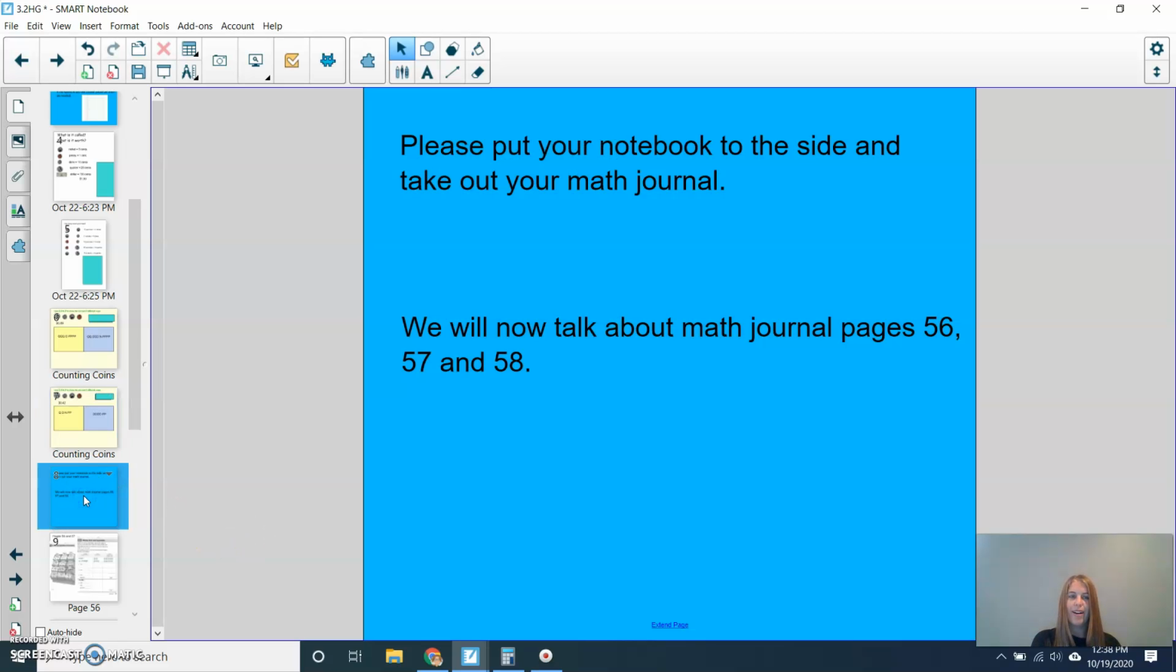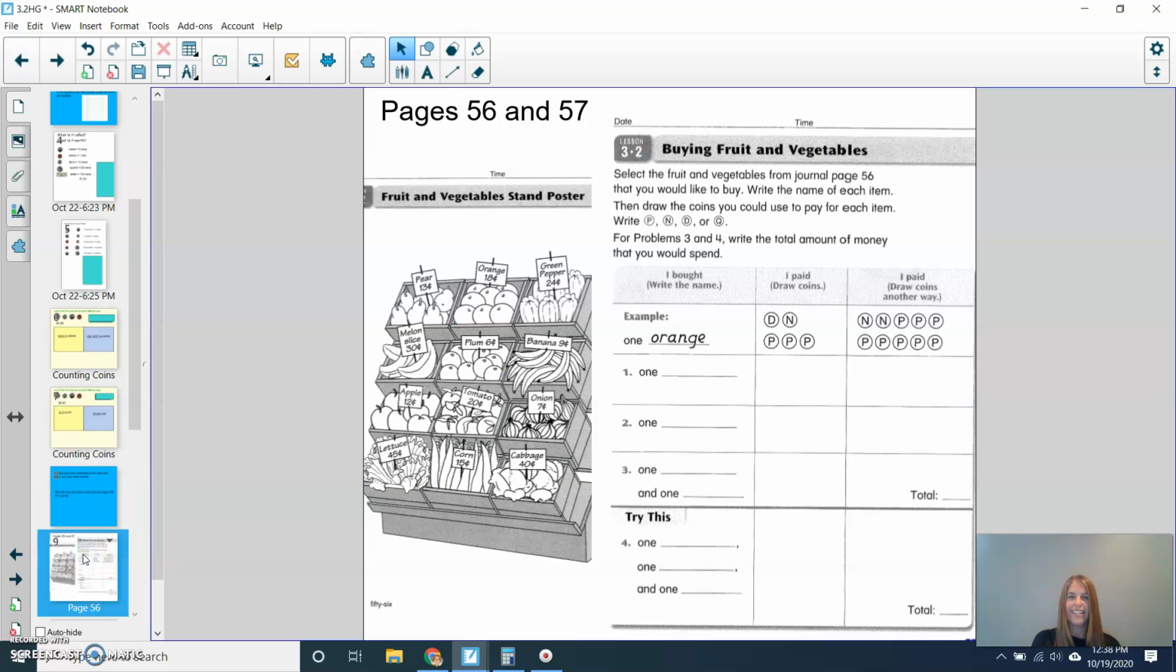There's lots of different ways to show 42 cents. All right, we'll put our notebook or our whiteboard to the side and take out our math journal. We're gonna first talk about pages 56 and 57. On pages 56 and 57, we're gonna use the fruit and vegetable stand poster to buy things. So you'll notice in the example, they bought 1 orange, and they can see that an orange costs 18 cents.